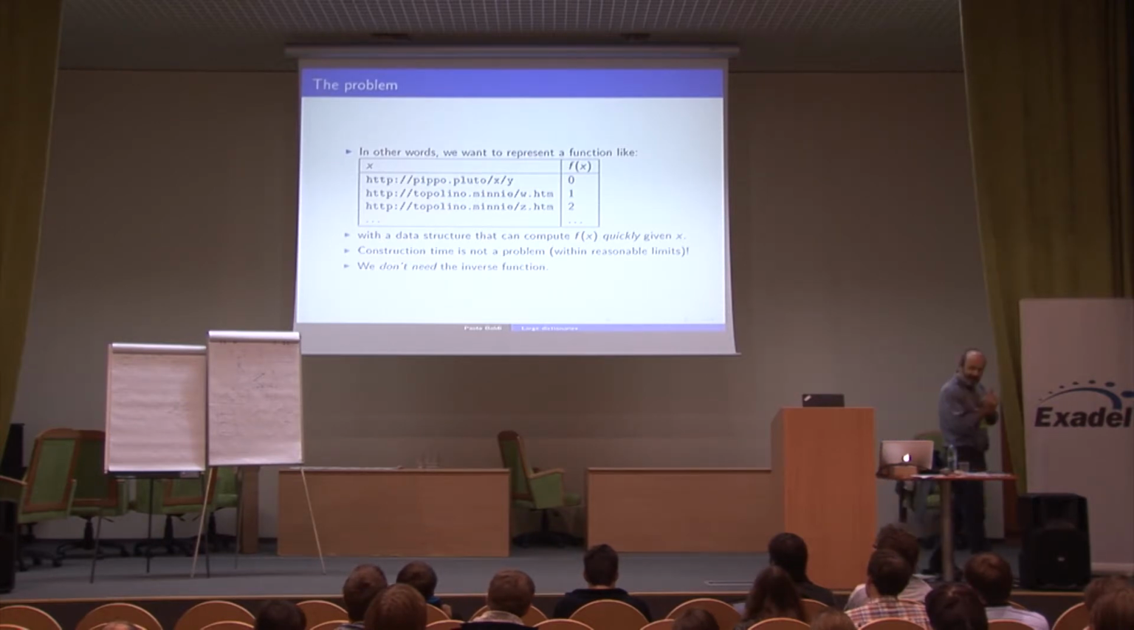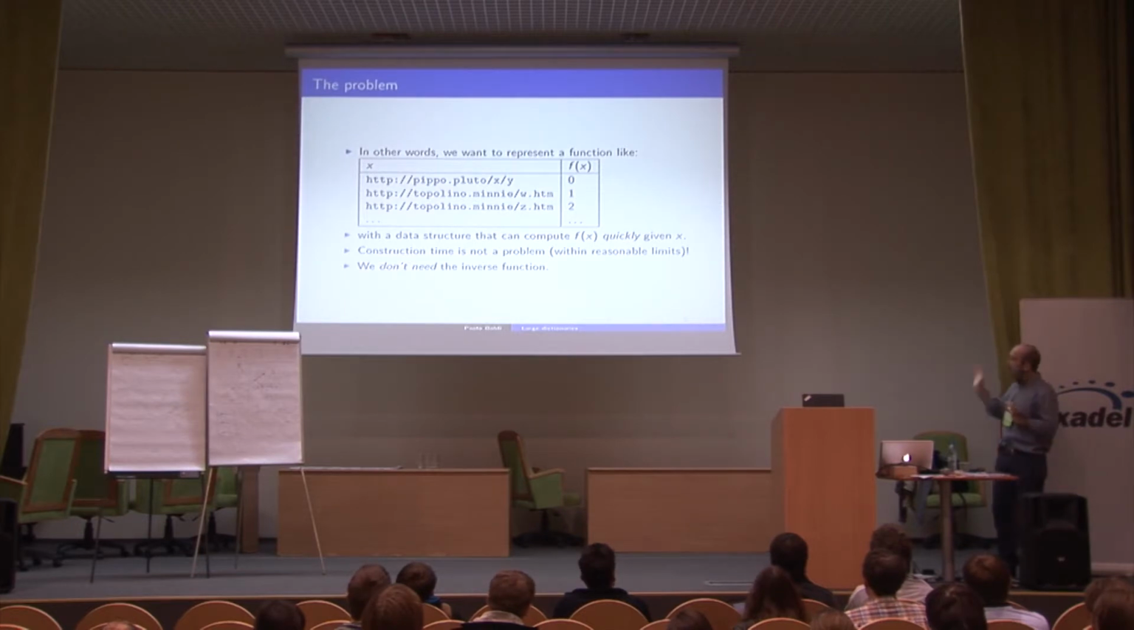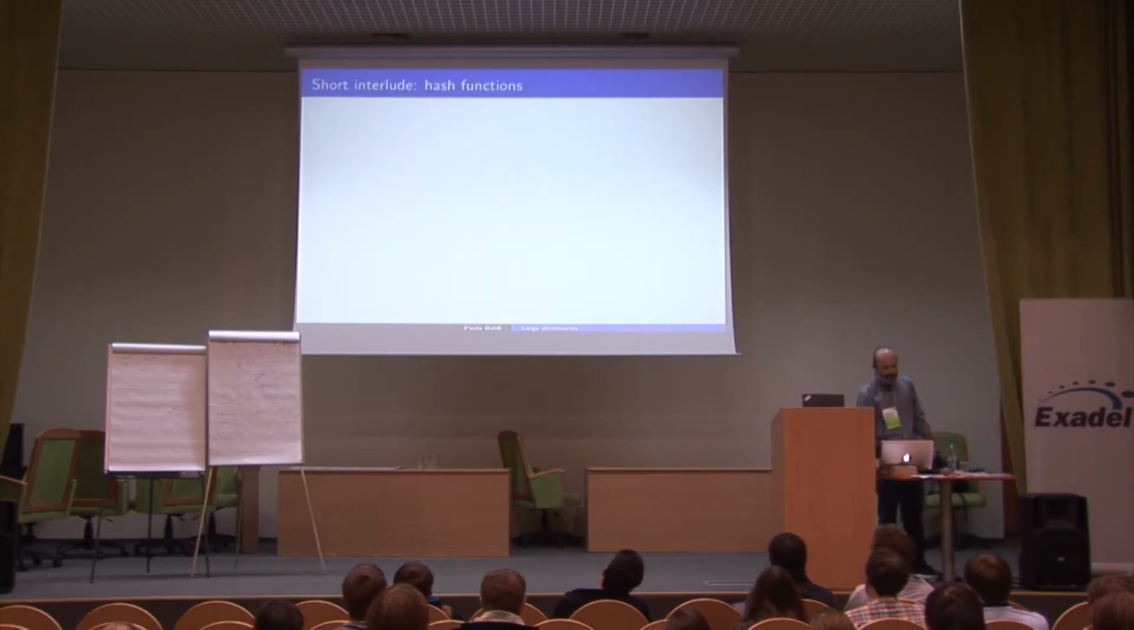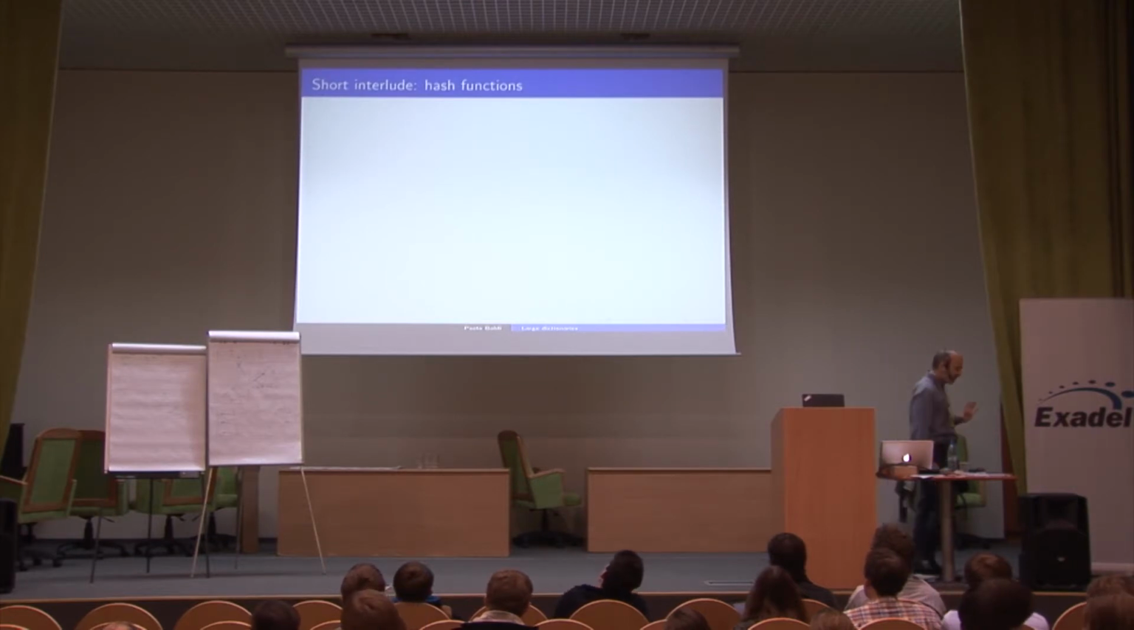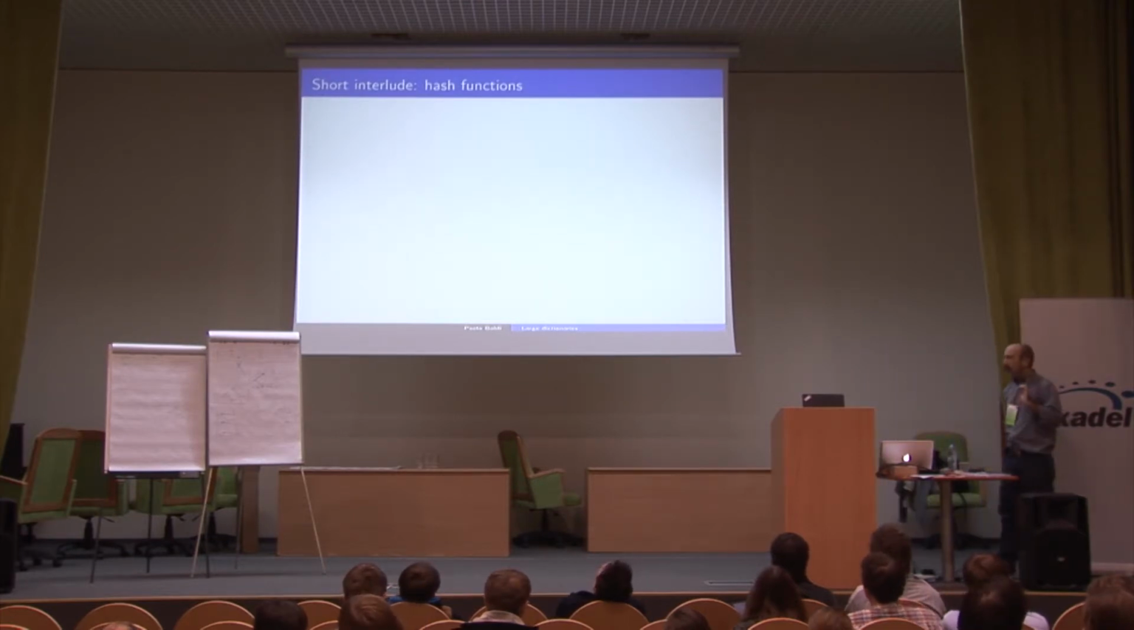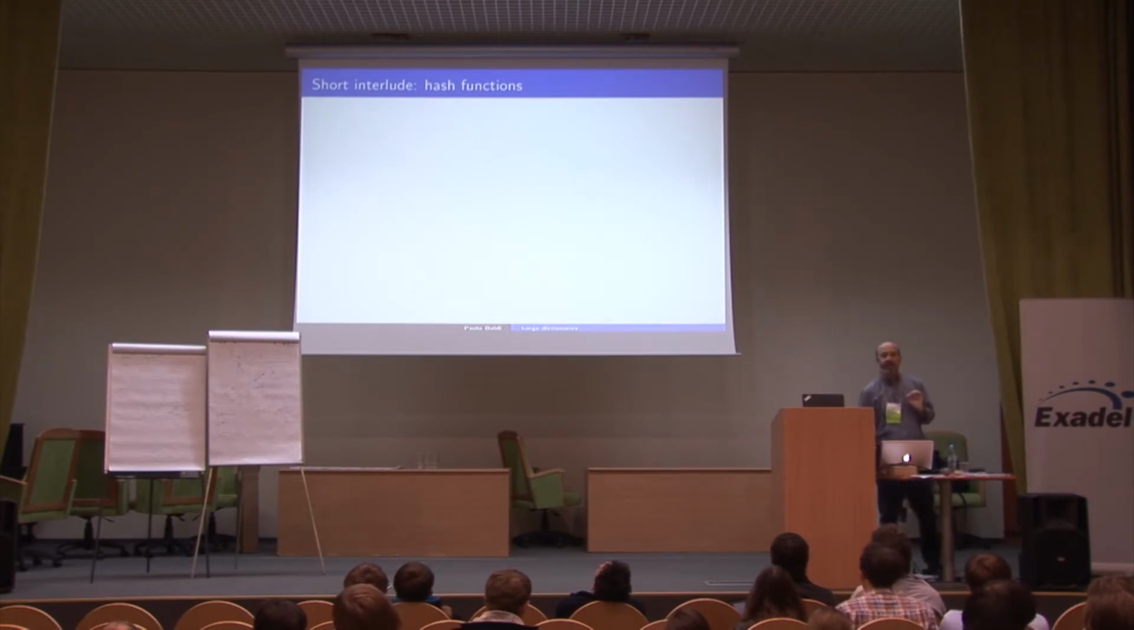And nicely enough, we don't need an inverse function. So we don't need a way to map the number into the string, which is a completely different problem. We only need to map x into f of x. And I will tell you a recipe to do that. But before this, I will need to be sure that we all agree about what a hash function is.